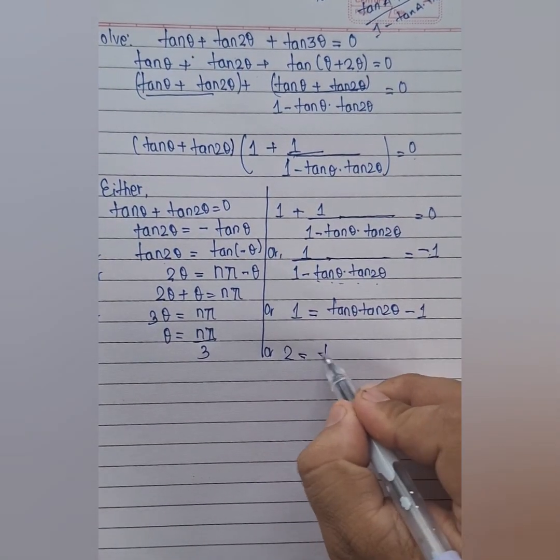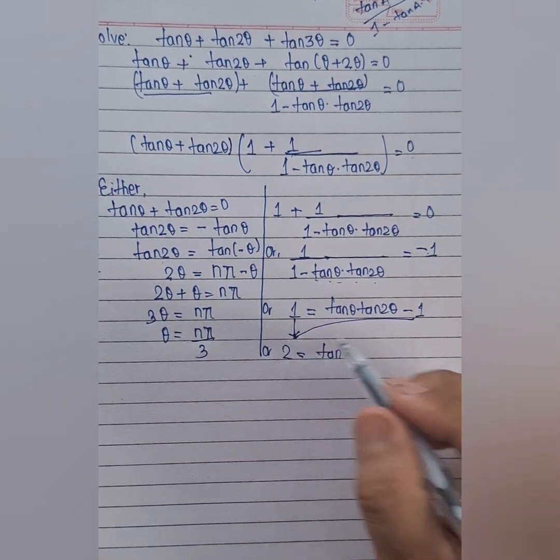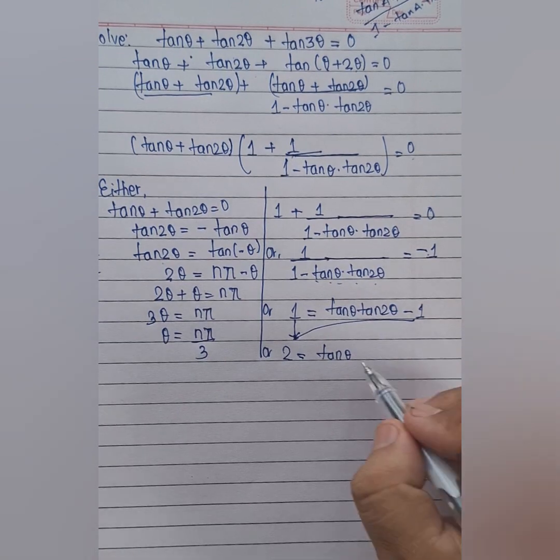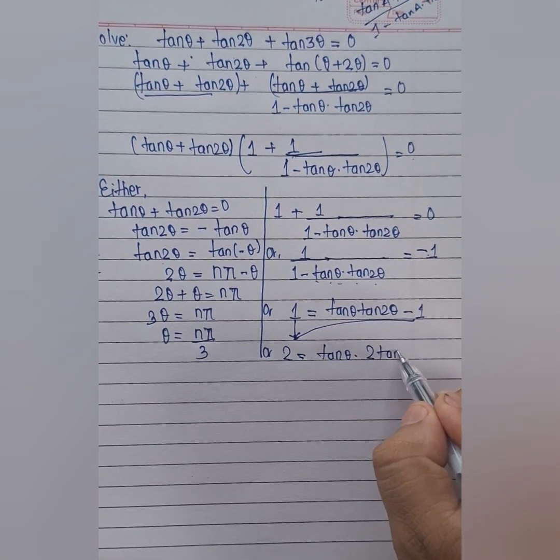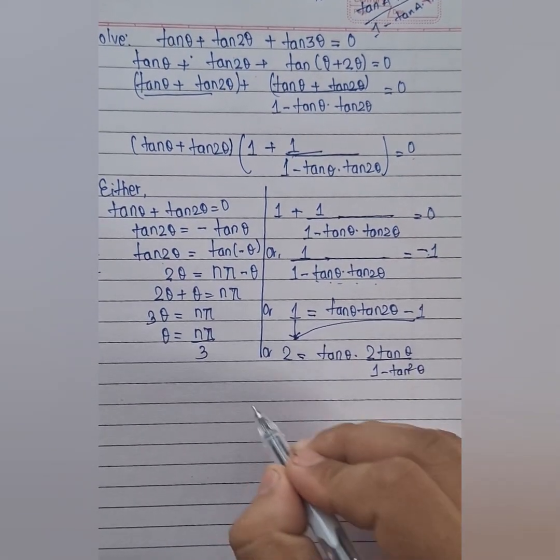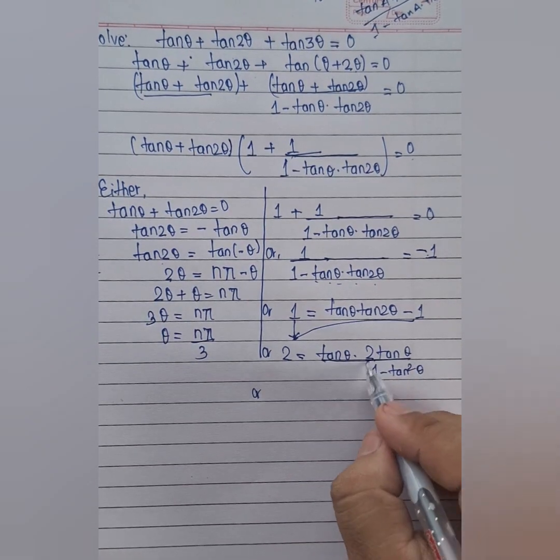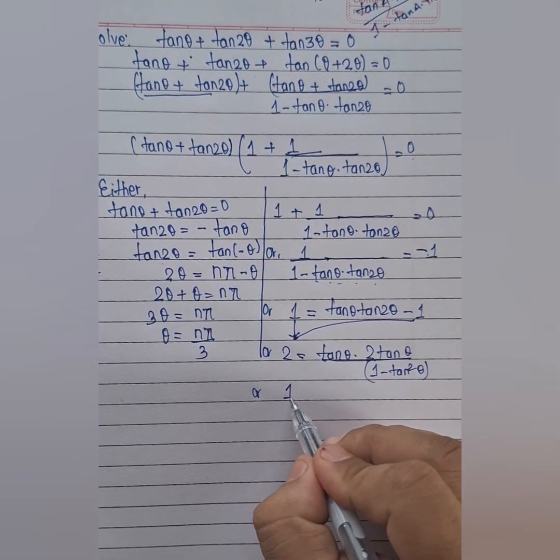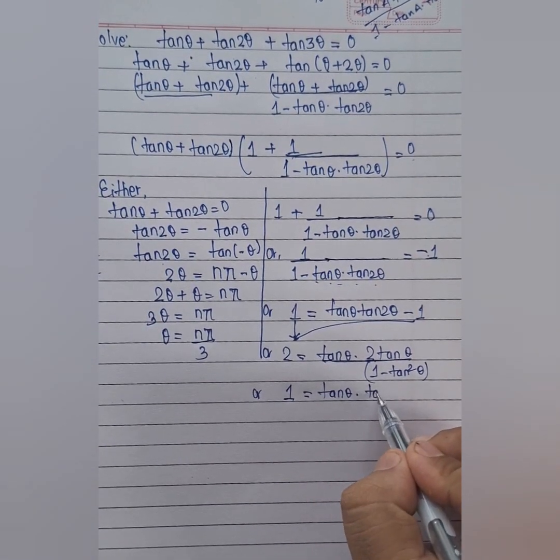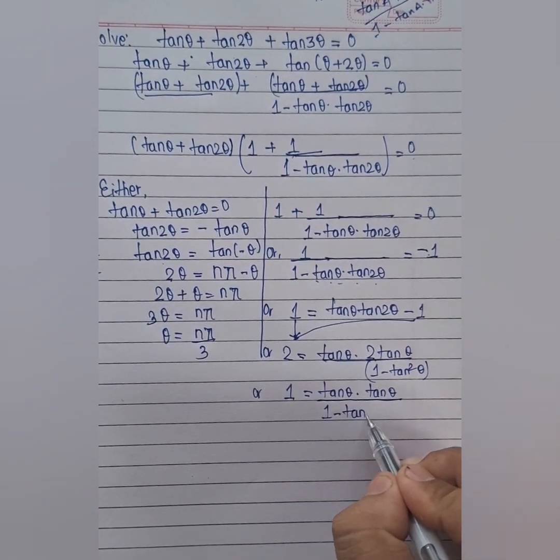Now I can write this as 1 plus 1 is 2. I can write this as 2 tan theta. I got this minus 1 before and added with this 1, so it's 1 plus 1, 2. So tan theta is already here. Now in place of tan 2 theta, we can write the formula of tan 2 theta. The formula is 2 tan theta by 1 minus tan square theta. Now I'm cancelling 2 on both sides because they're multiplying each other. So after cancelling it, we'll have 1 equals to tan theta into tan theta by 1 minus tan square theta.